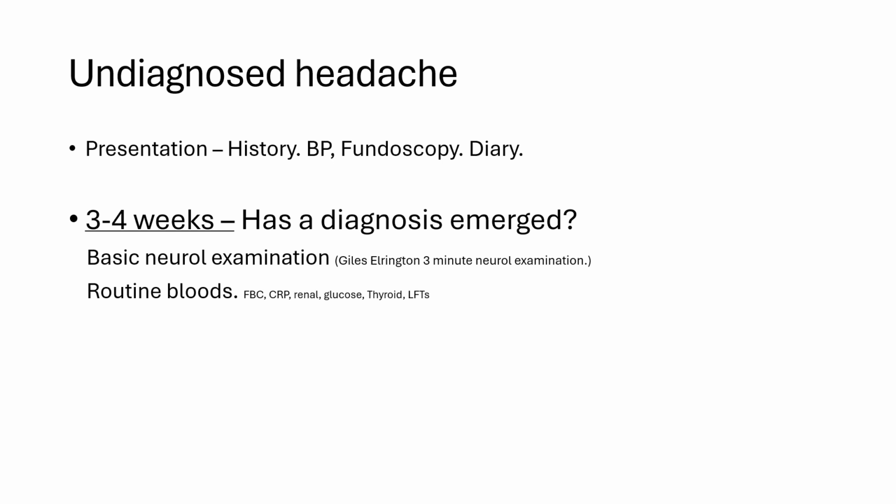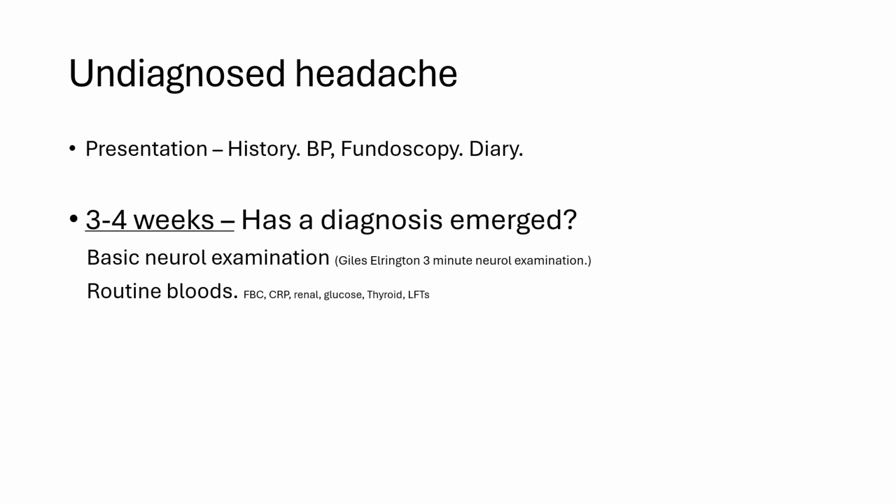So you are unable to make a diagnosis at a month. You haven't been able to diagnose migraine and go down that pathway. So they come back in 4 weeks, and you repeat the 3-minute examination again. There's a very good YouTube video by Charles Ellington on how to do that.